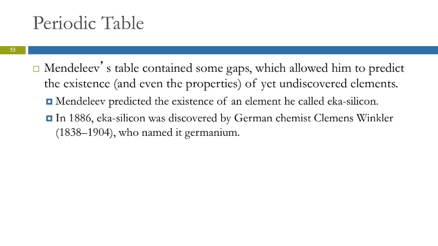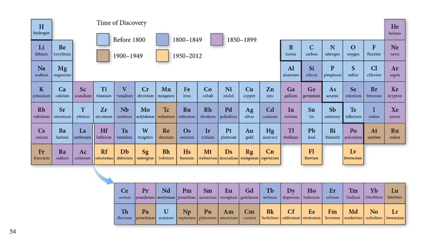There were some gaps in his table because not all of the elements had been discovered yet. And he predicted the existence of those elements, and he also predicted their properties with surprising accuracy. There was a gap. Let's look at this table. So this version of the periodic table gives us clues about when these elements were discovered.